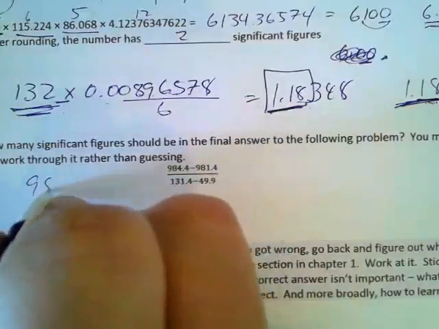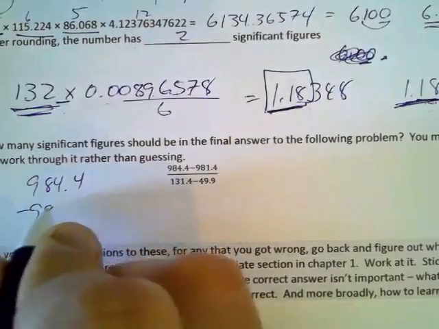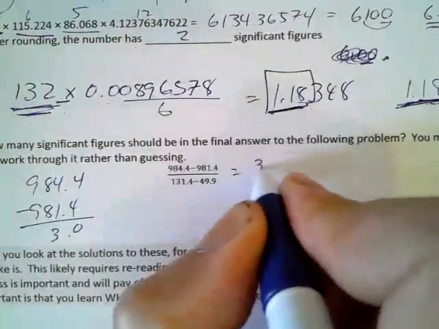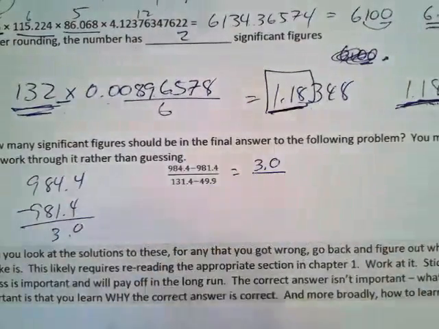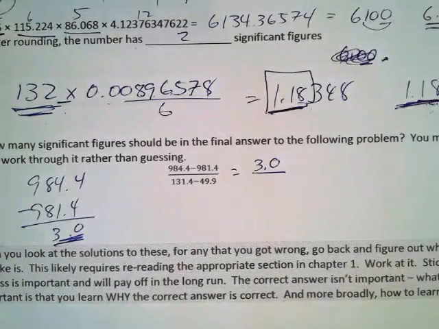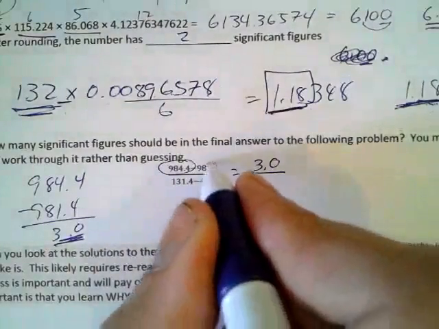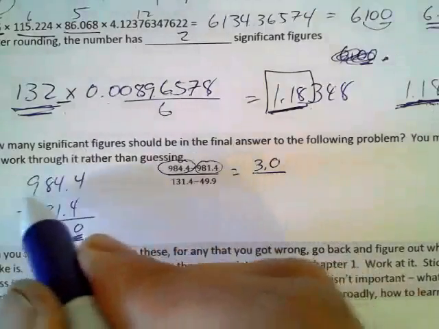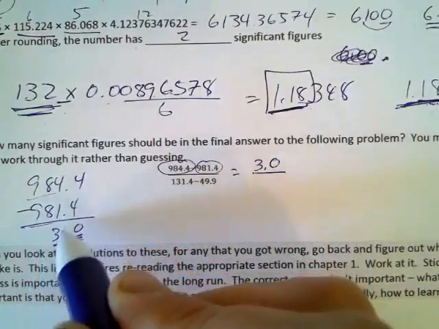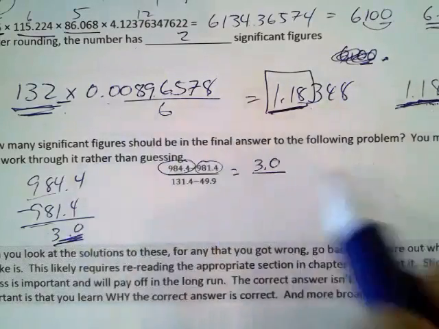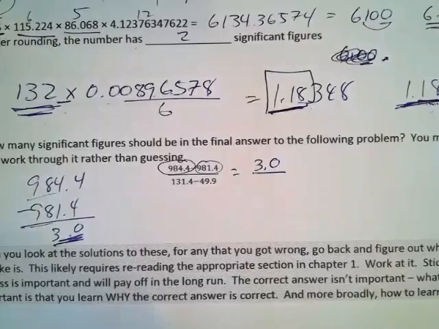So in the first case, in the numerator, we have 984.4 minus 981.4. That becomes 3.0. So notice our numerator now only has how many sig figs? It only has 2. How many sig figs are in that number and in that number? Yeah, there's 4 sig figs in both. But when we subtract, because the 980 and the 980 are of the same magnitude, they subtract out and we lose significant figures. Okay? And that can happen when we subtract numbers from one another. And it happened here. So our numerator now has 2 sig figs.